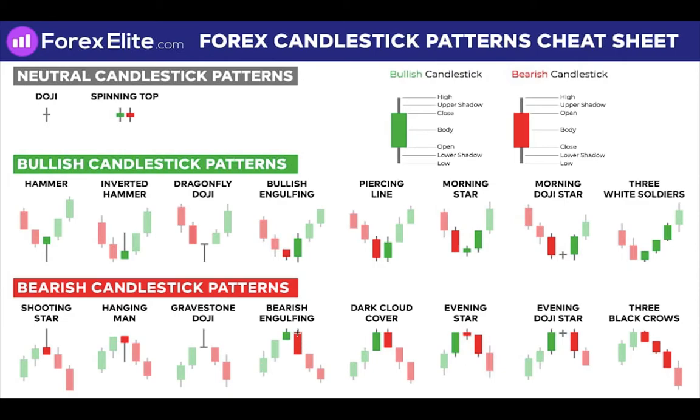This one is the bearish engulfing. What do you think happens with the bearish engulfing? I told you about the bullish engulfing. What do you think happens with the bearish engulfing?